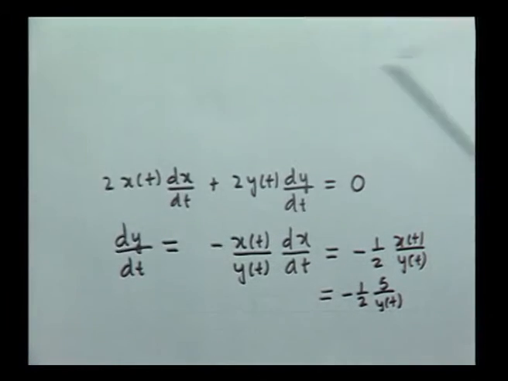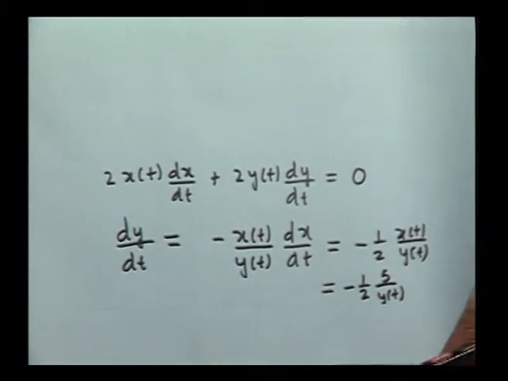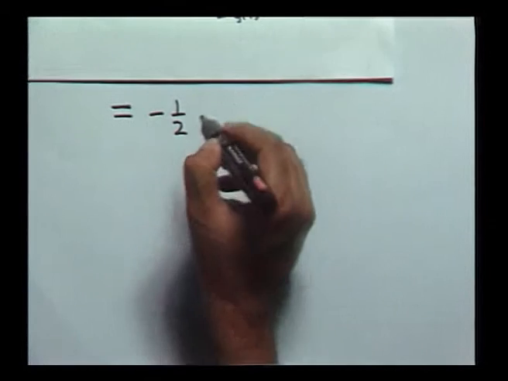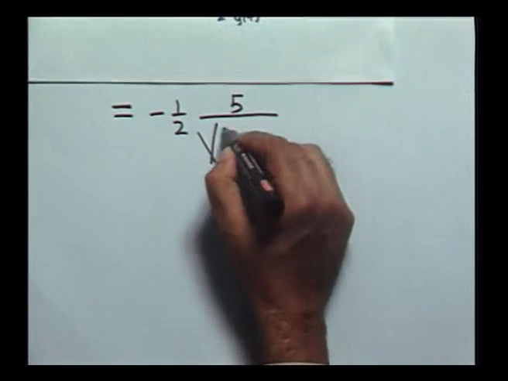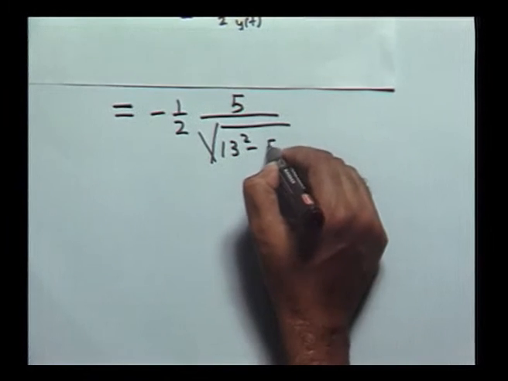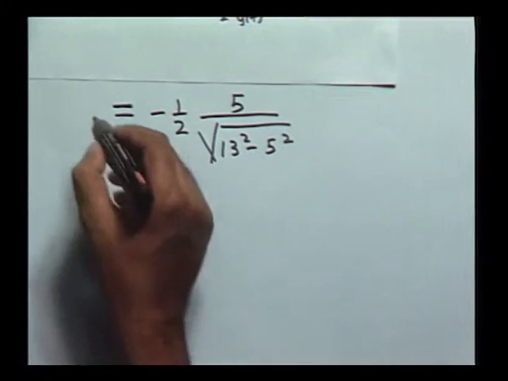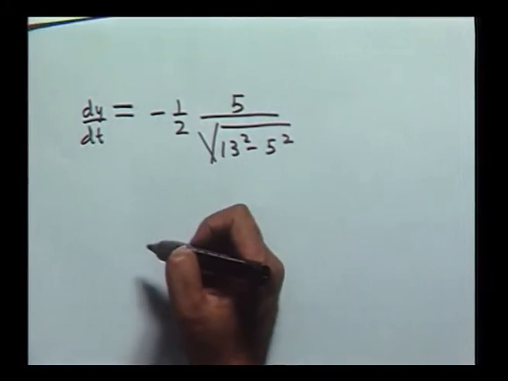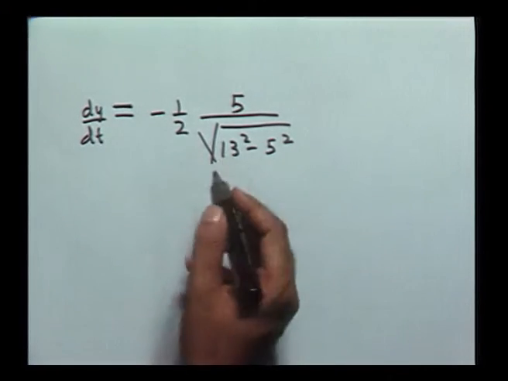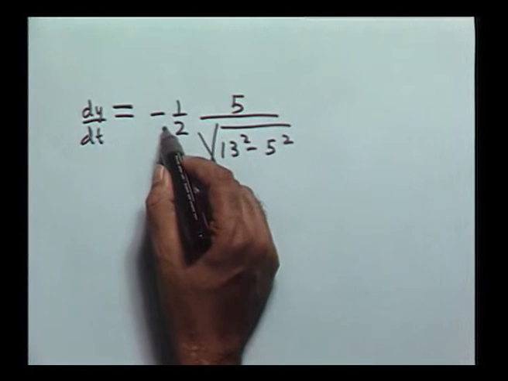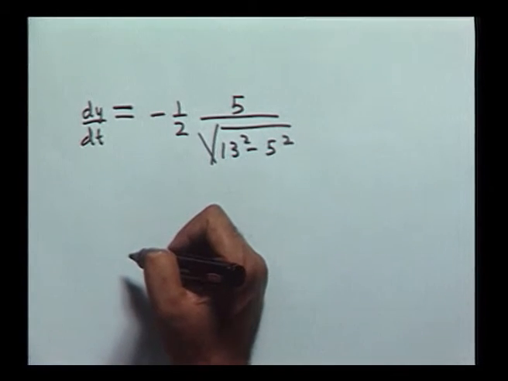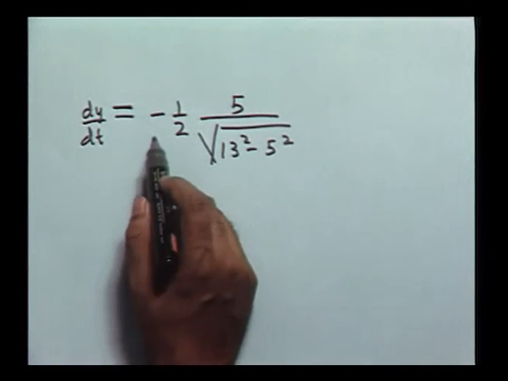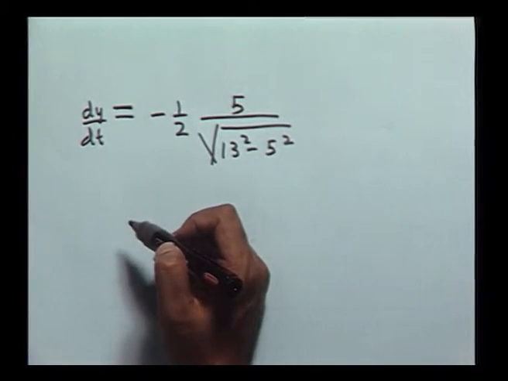Let us just simplify this a little bit more by the use of Pythagoras' theorem. This is equal to minus half times 5 upon the square root of 13 squared minus 5 squared. And remember, this is nothing but dy by dt, and that is what you needed to find. I will leave the simplification of this for you, but you have the answer over here. In fact, it is just a question of rewriting this. The negative sign, by the way, denotes the fact that the ladder is descending towards the origin. We will discuss this later when we discuss increasing and decreasing functions. For the time being, just take it the way I have mentioned it to you.